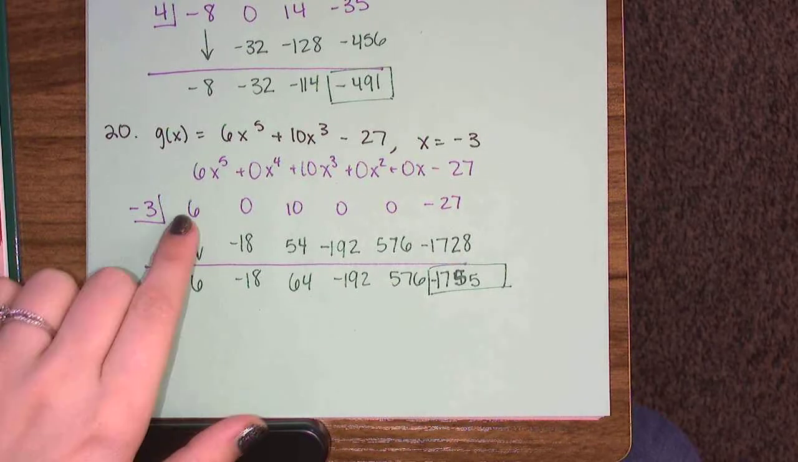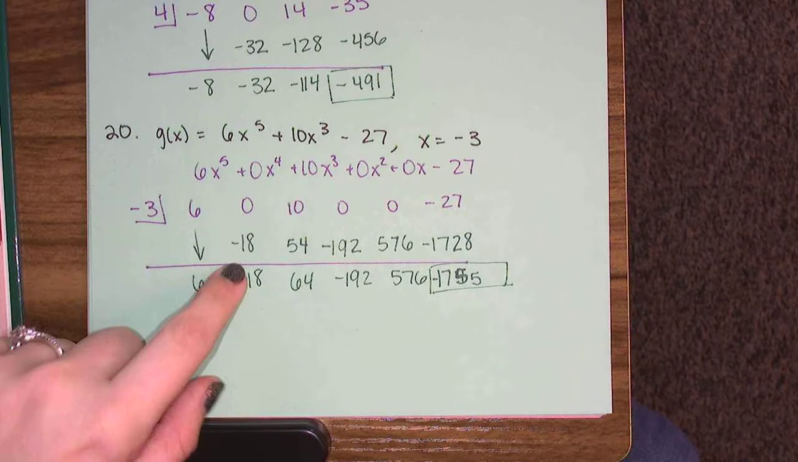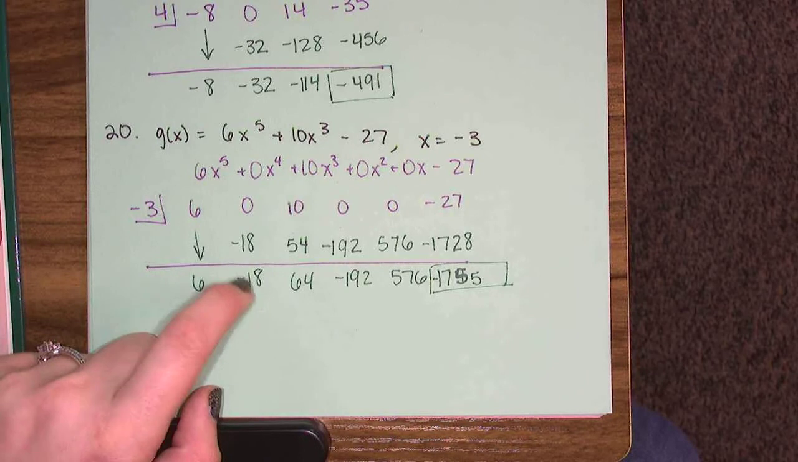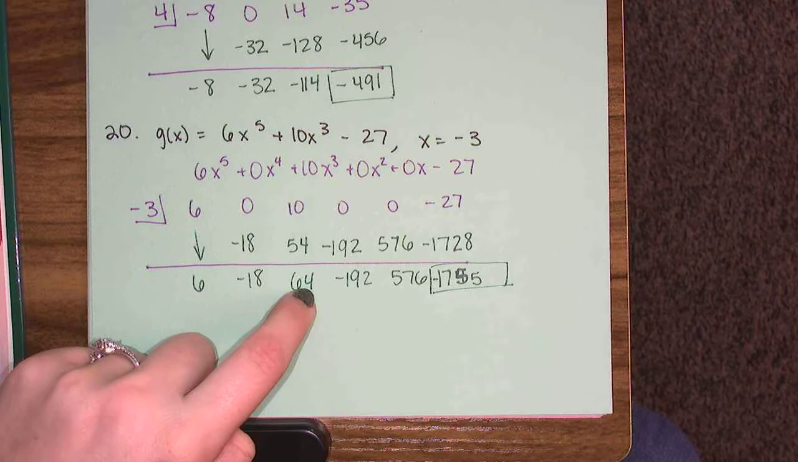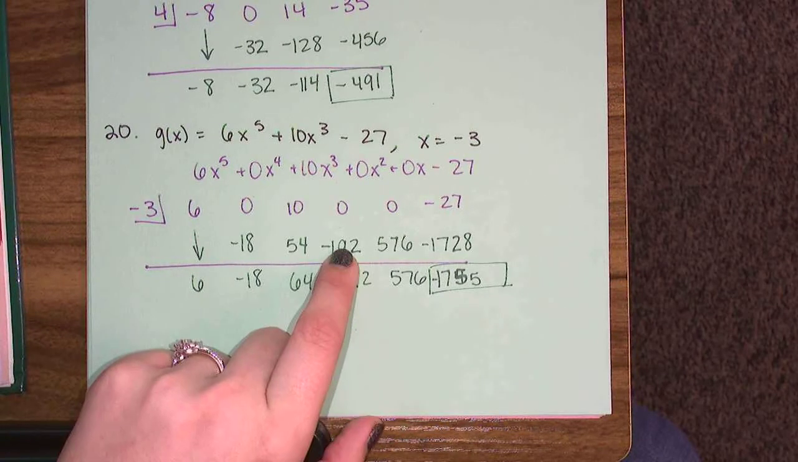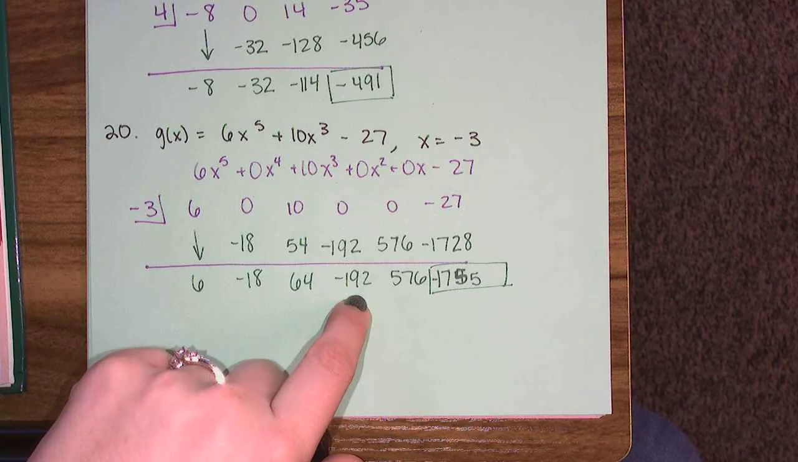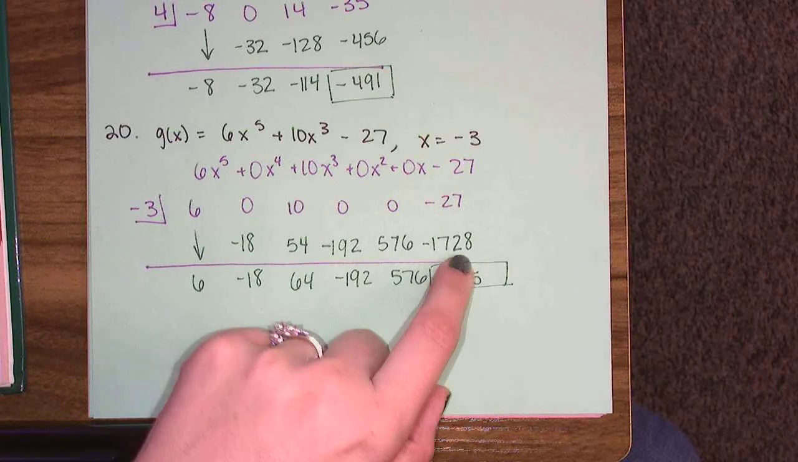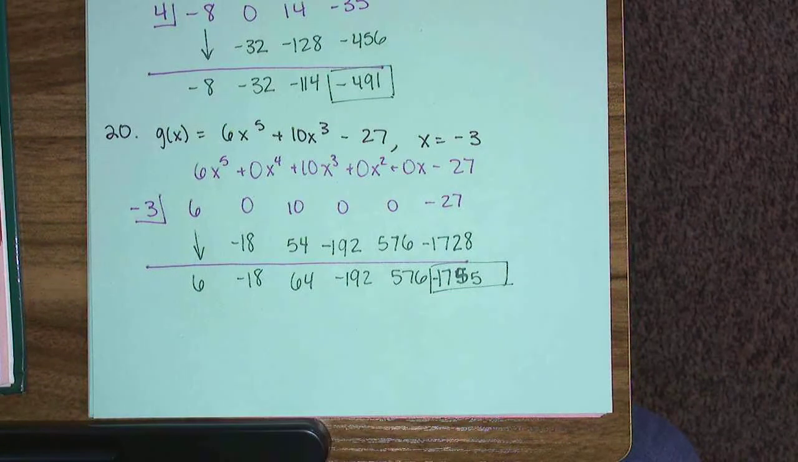Then I write everything across, drop down the 6. 6 times negative 3 is negative 18. Negative 18 times negative 3 is 54. That gives me 64. 64 times negative 3 is negative 192. That comes down still negative 192, times negative 3 is 576. 576 times negative 3 is negative 1728. And then adding everything together is negative 1755. Okay?